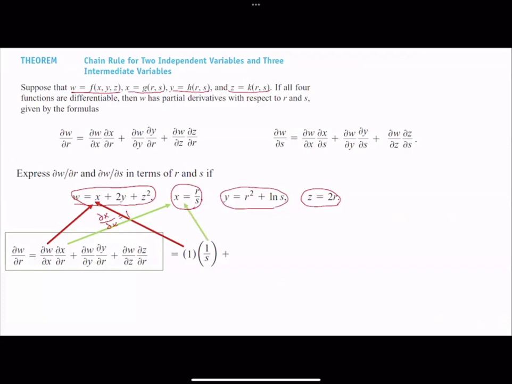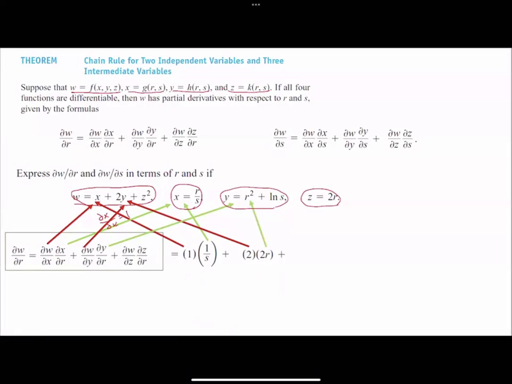Plus, let us take the partial derivative of W with respect to Y. Again, when you're taking the partial derivative with respect to Y, X and Z act like a constant. So the derivative of X is 0. The derivative of 2Y is just 2. The derivative of Z squared is just 0. And then multiplied by the partial derivative of Y with respect to R, which is going to be just 2R plus 0, because ln of S doesn't have any R in it.